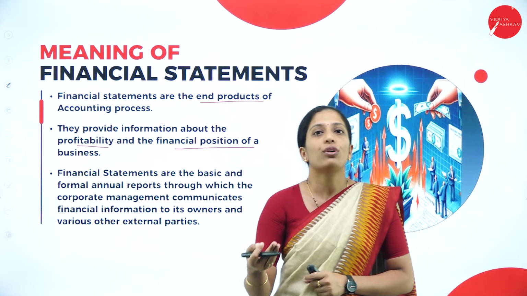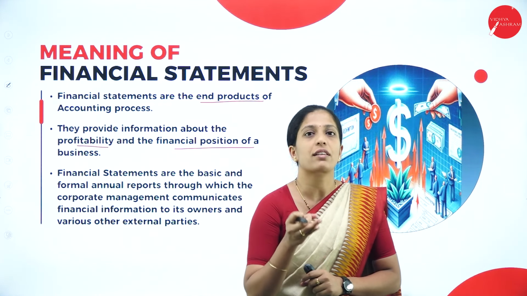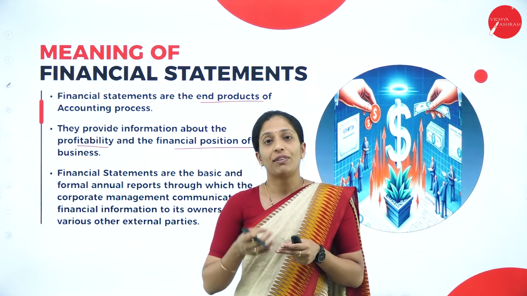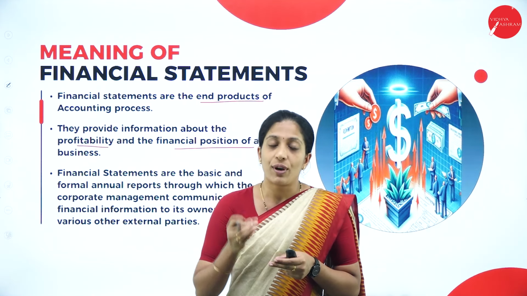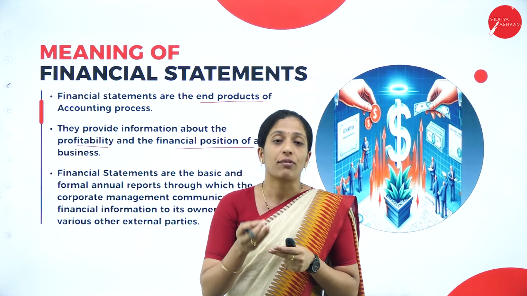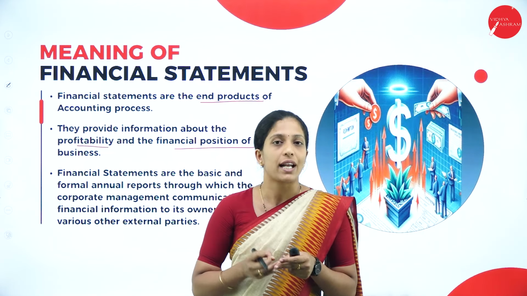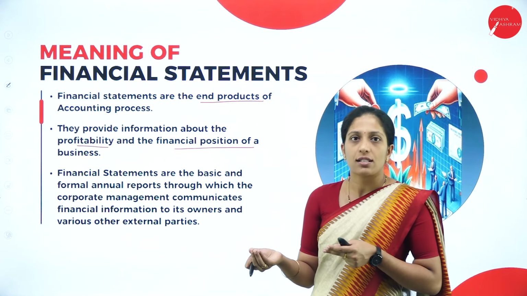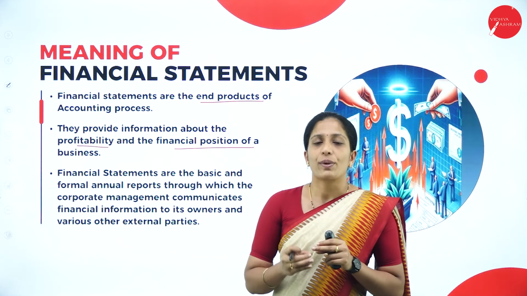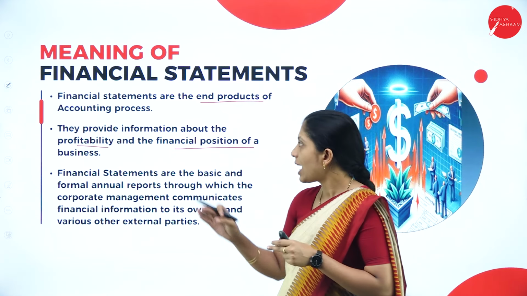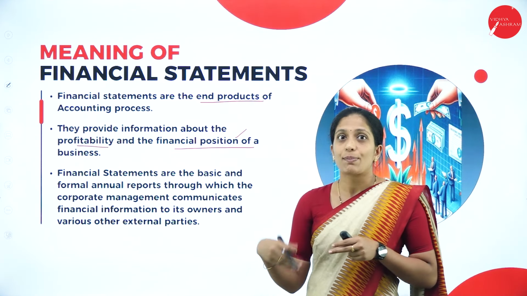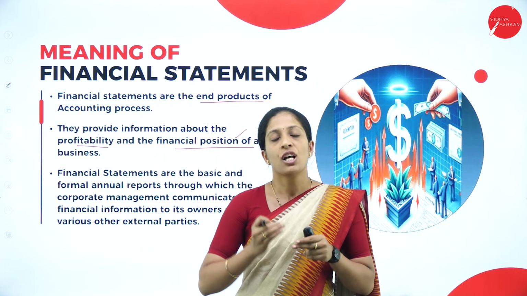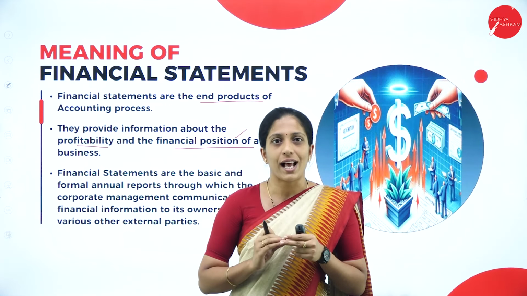How do we come to know the profitability of the business? By preparing the statement of profit and loss. Whereas in your partnership as well as sole trading concern, we were preparing the trading profit and loss account, whereby we were able to ascertain the net profit or net loss of the organization. Here also, the financial statement provides information about the profitability, whether the business is in profit or loss, as well as the financial position. By preparing the balance sheet, we will come to know the exact financial position of the business, where we record all the assets as well as liabilities.